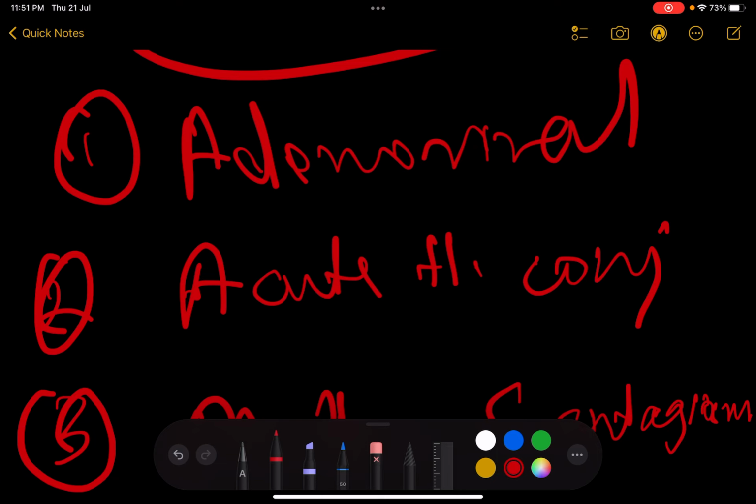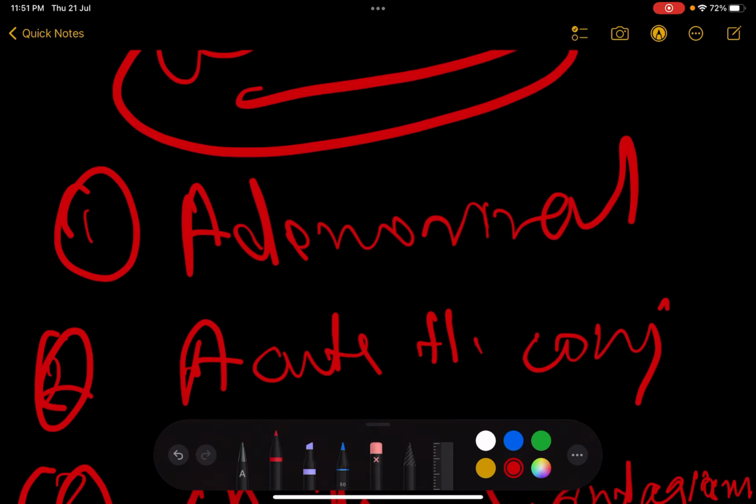What is adenoviral conjunctivitis? It can be grouped into three types: epidemic keratoconjunctivitis, pharyngoconjunctival fever, and non-specific acute follicular conjunctivitis. Let me talk about each of them, and then we'll go on to acute hemorrhagic conjunctivitis, then molluscum contagiosum, and then acute herpetic conjunctivitis. Acute herpetic conjunctivitis, very important.